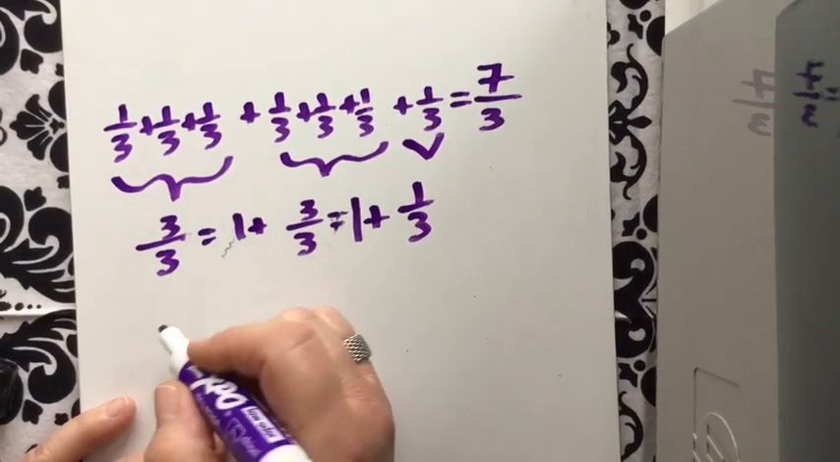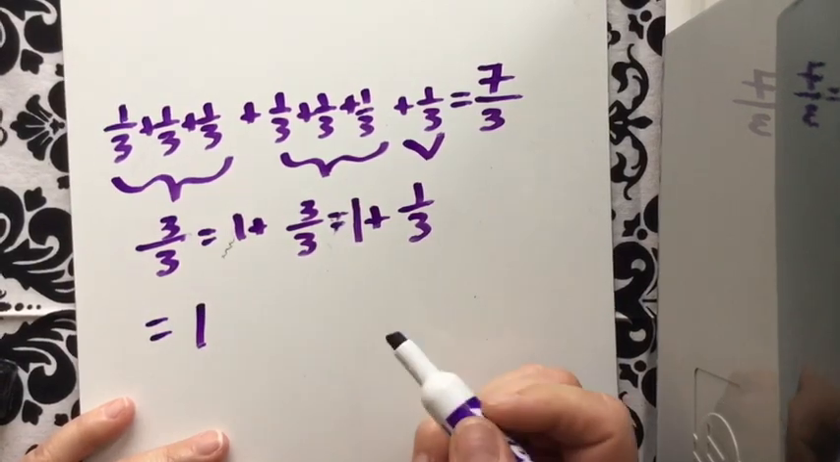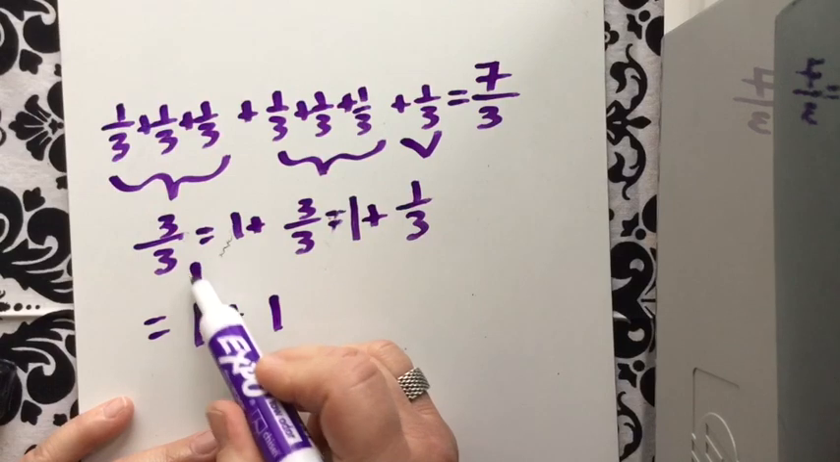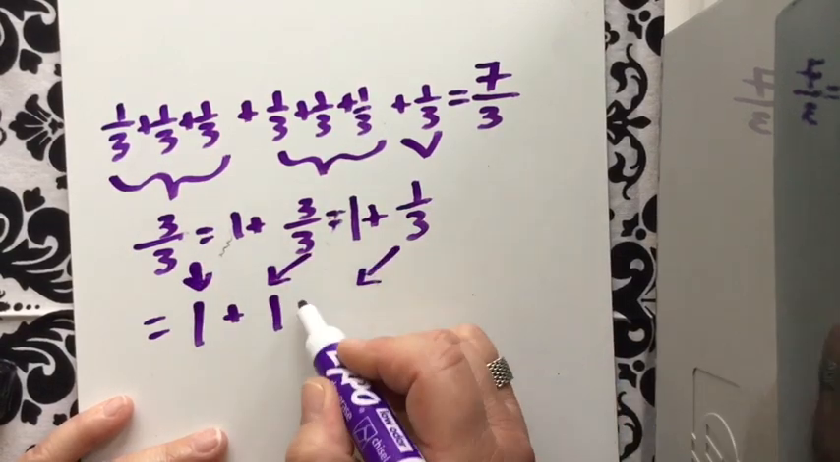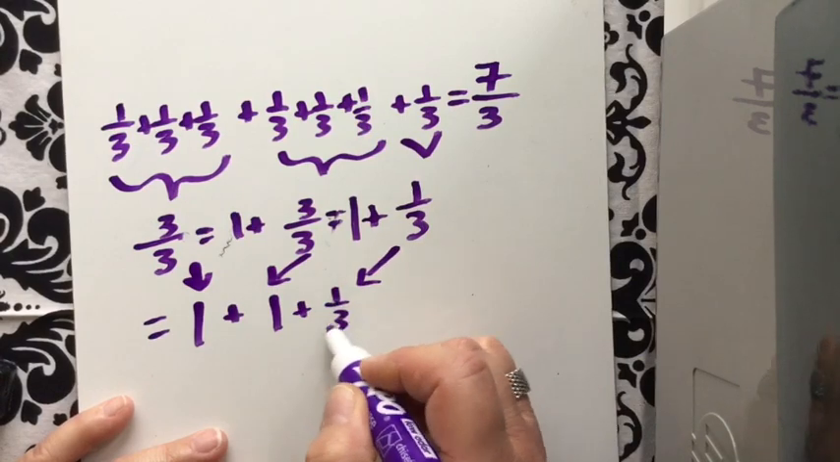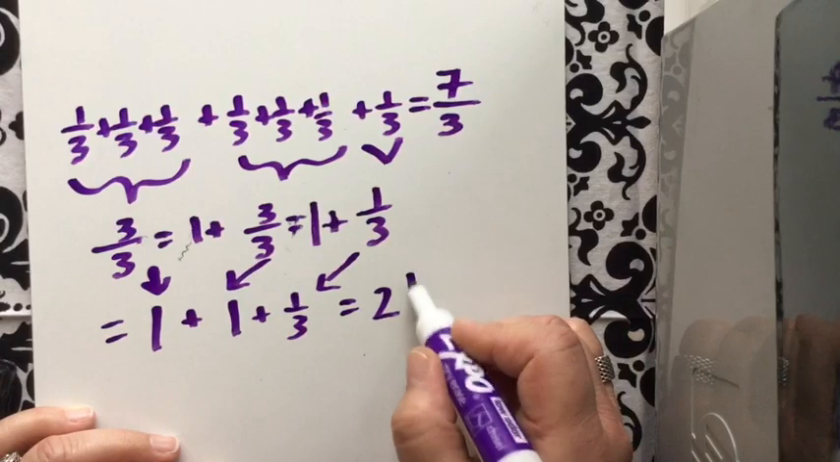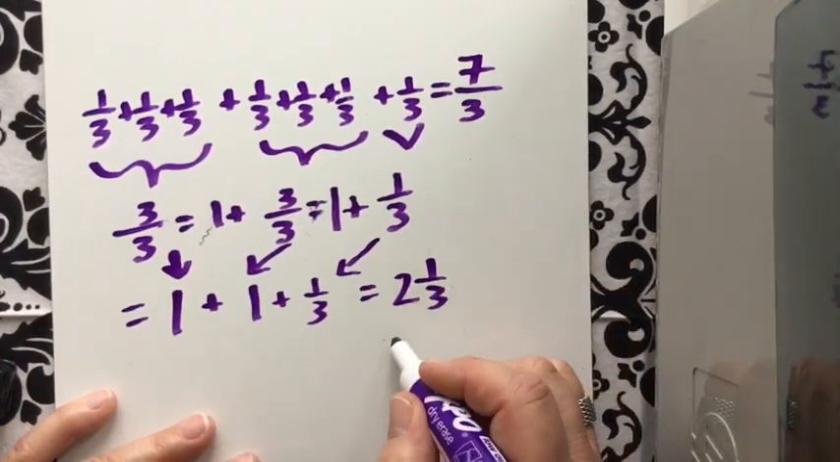This is like saying 1 plus 1. So we have the 1 from here, we have the 1 from here, and then we have the third, plus 1/3 equals 2 wholes and 1/3, or like we have up there, 7/3.